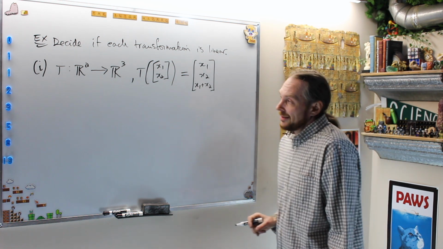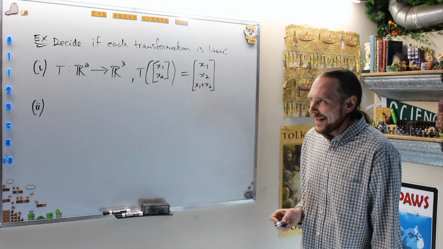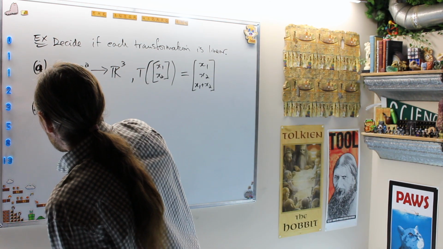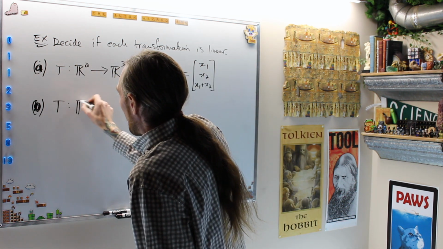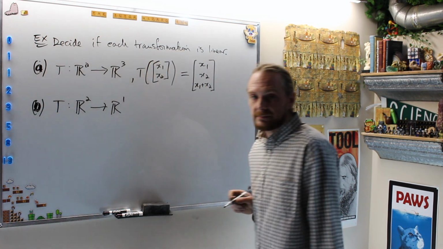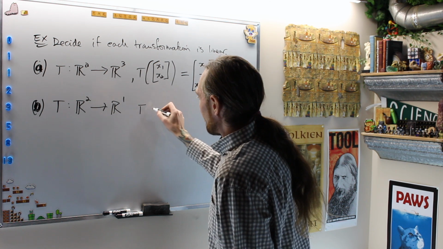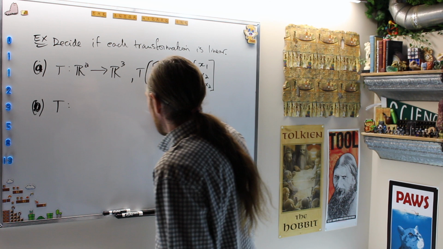Yes, it is. How do I tell? I can tell because I'm a wizard. You tell by checking the 2 axioms. I should also call these A and B because my axioms are I and II. B. T is going to go from R2 down to R1, which is going to be, let's see if I can do this cleverly. Let's do this actually.